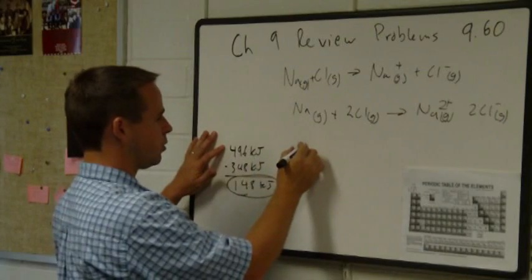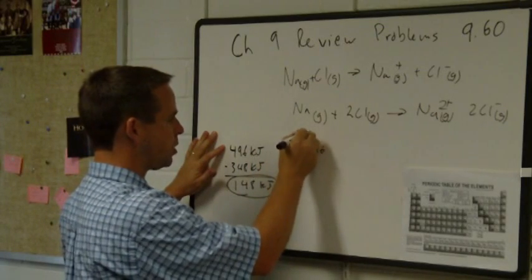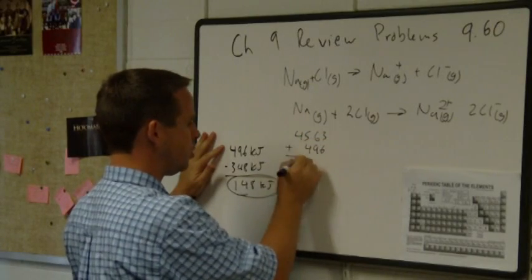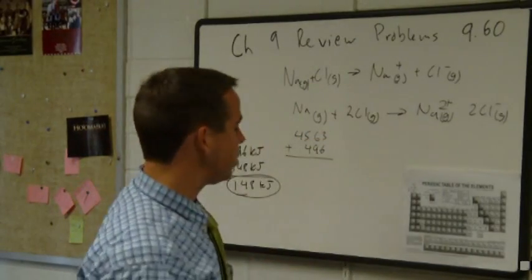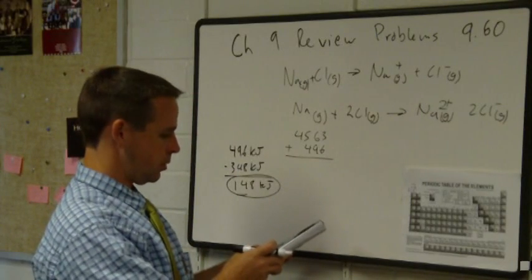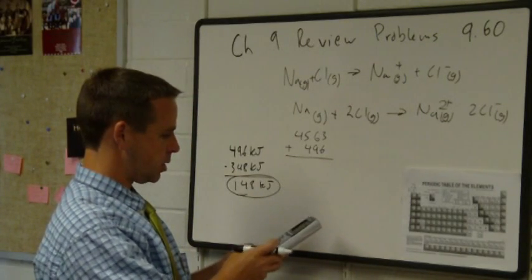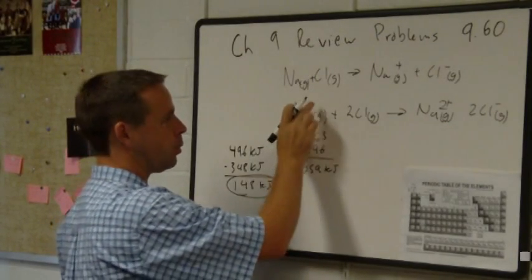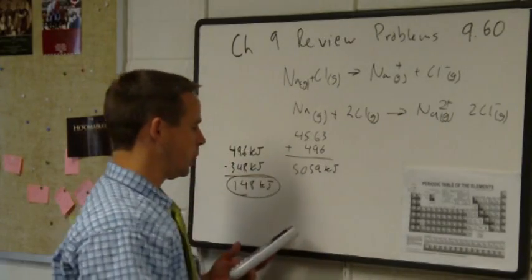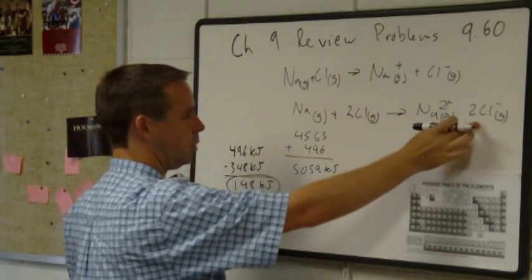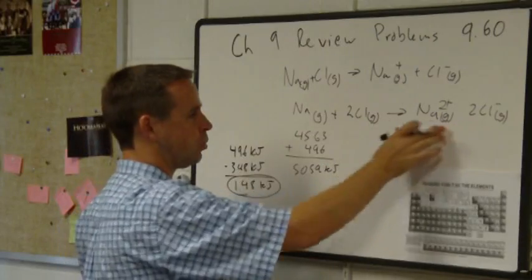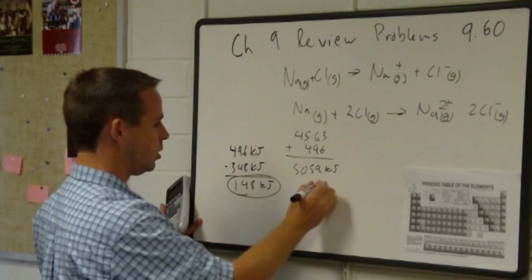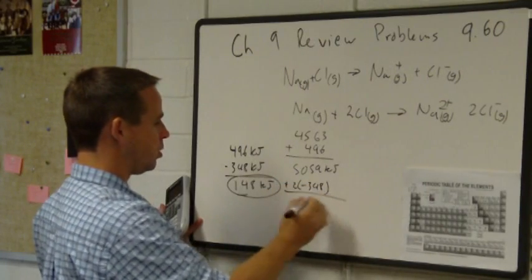The first electron is 496. The second one is 4,563. So the energy required to remove both of those electrons is 4,563 plus 496, 5,059 kilojoules to remove two electrons from sodium. And then for the chloride ions, if we're going to do two, we're going to have a negative 348 times 2. And we're going to add those two together.